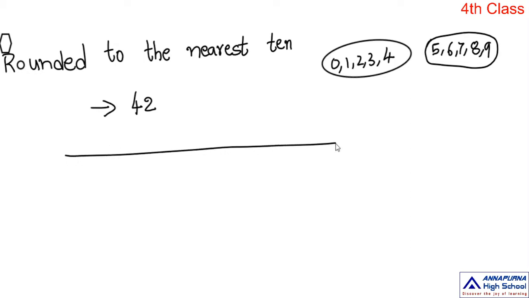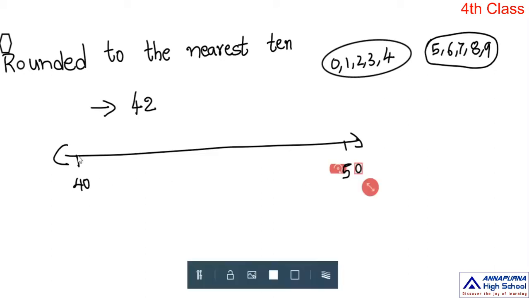So I am drawing a number line. 42 lies in between 40 and 50. So what are the numbers on the number line after 40?